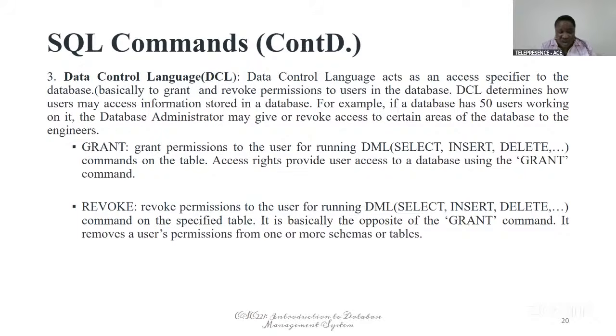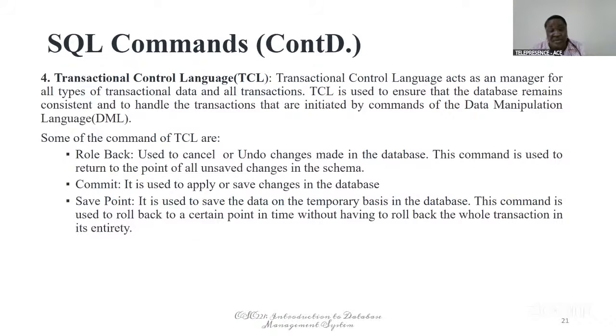And the next one is our data control language. This one acts as an access specifier to the database. We have two of the key terms there: you want to grant access, or you want to revoke. Before you can have access to a database, you have to be granted. You don't just go in, because it guards against unauthorized users. Or you want to revoke: maybe somebody had access before and you want to revoke the access from such a person.